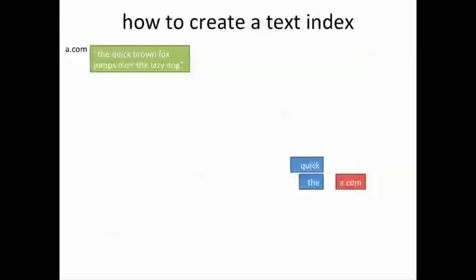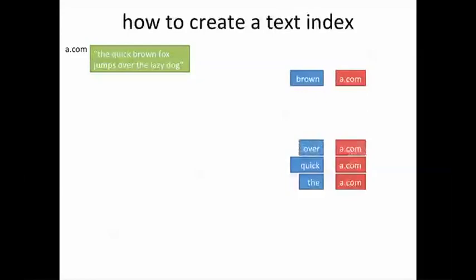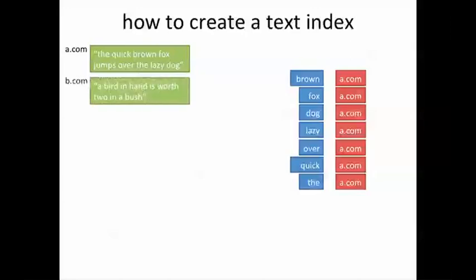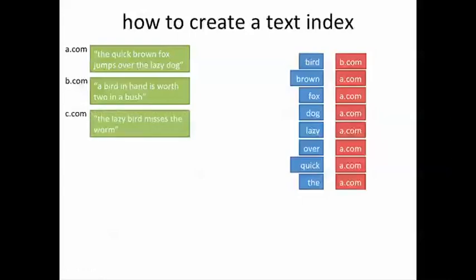Similarly, we read the word quick, we enter a.com as the ID of this document against quick. Similarly for brown, similarly for over, and for other words in this document. Moving on to the next document, we do the same thing. Enter bird with b.com this time instead of a.com, because now we're processing the second document.